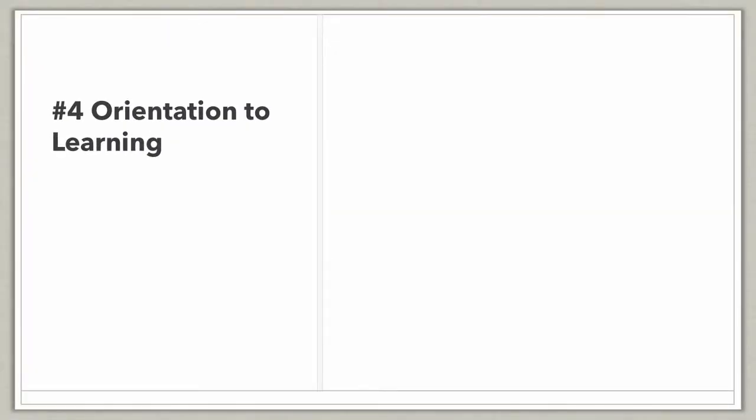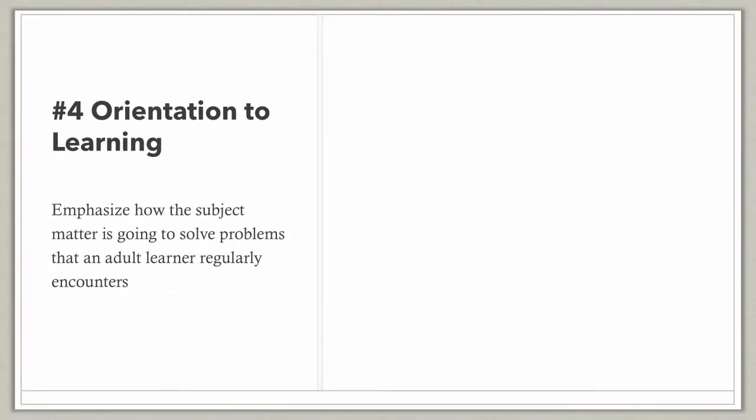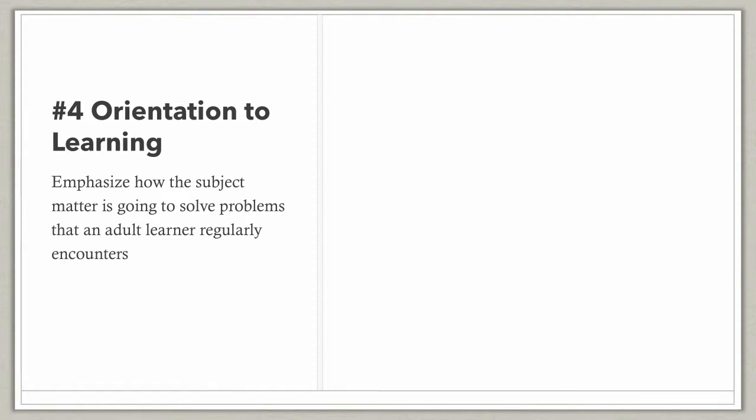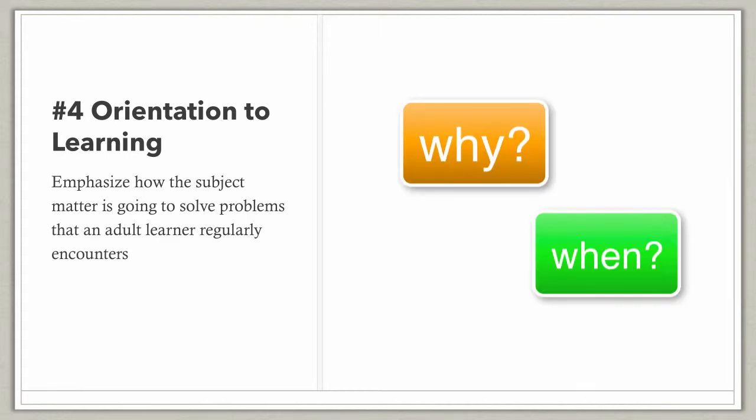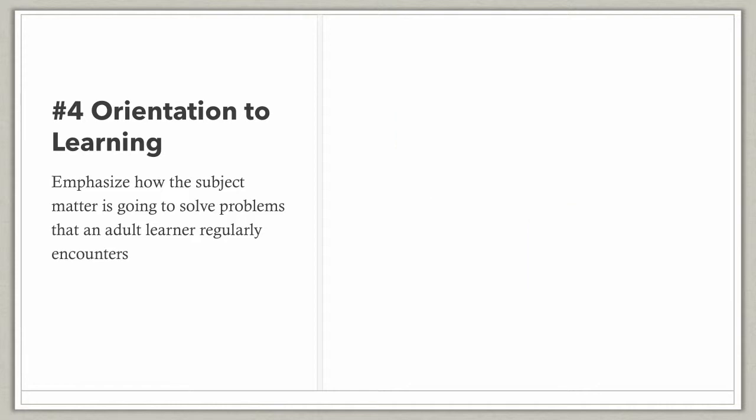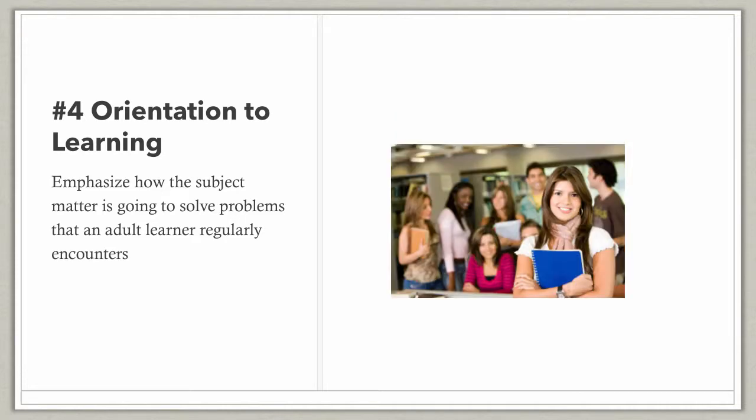Assumption number 4, orientation to learning. Emphasize how the subject matter is going to solve problems that an adult learner regularly encounters. Adult learners essentially need to know the why and the when before they actively engage in the e-learning process. For example, they will not only want to know why they need to acquire specific information, but whether or not that information can be applied in the immediate future.